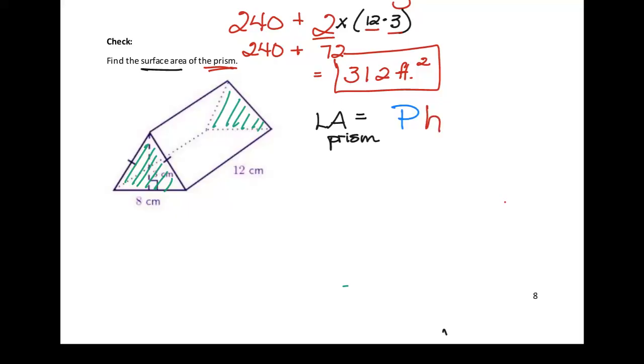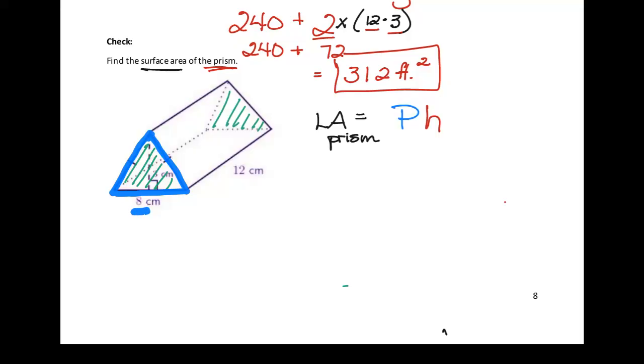Capital P times H, where capital P is your perimeter. So now let's find the perimeter of this base. So that is the distance all around. A prism, that's what we call these 3-dimensional things that have a straight up and down height. This is a prism. Okay? That triangular thing, that is a prism. Because the sides, the distance in between goes straight up. Okay? All right, so perimeter.